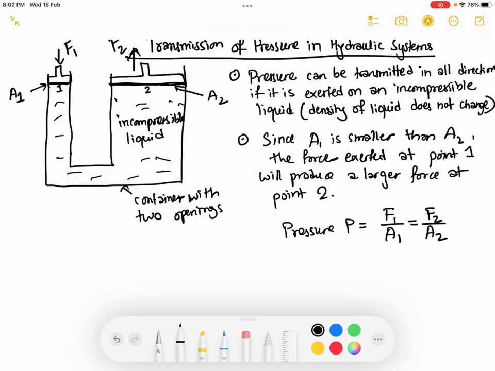I hope that's clear. The force exerted at point 1 produces more at point 2 because of the area. Exactly, because the area is larger but the pressure is constant. And force is directly proportional to area, while pressure is inversely proportional to area.